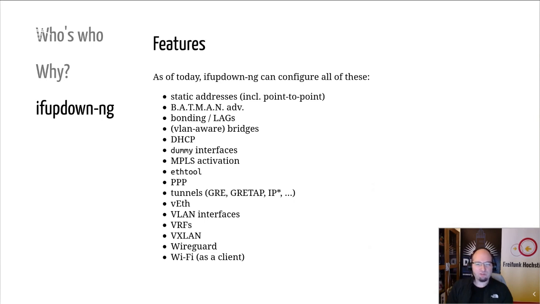The virtual Ethernet interfaces, like the virtual network cable, if you will, within the system to connect two VRFs or two network namespaces, VRFs itself, VXLAN, WireGuard, and Wi-Fi clients are possible today. So a lot of features.